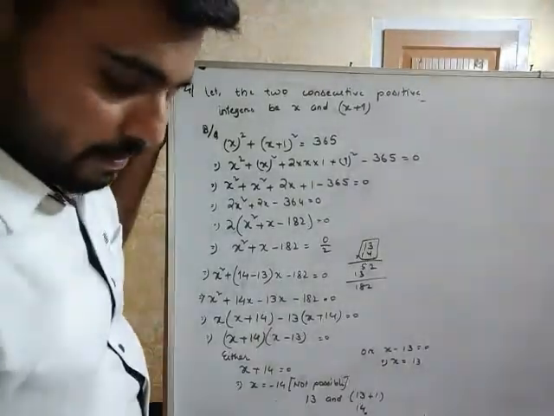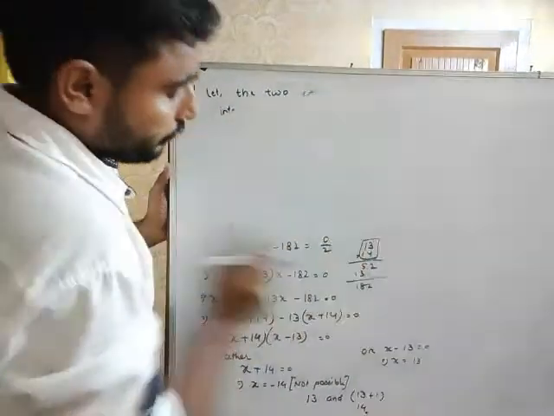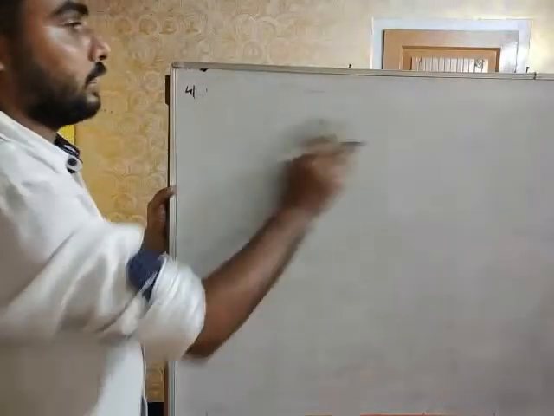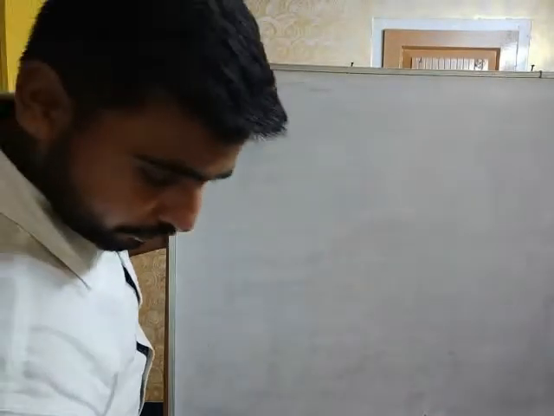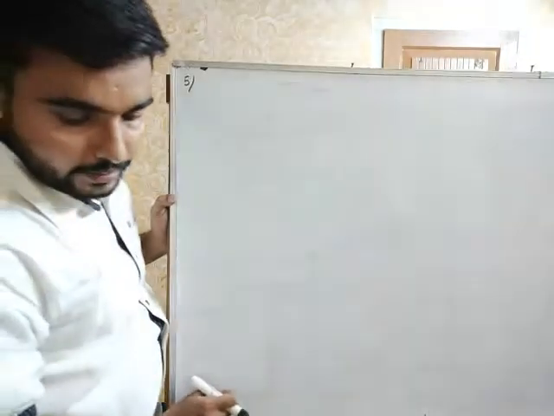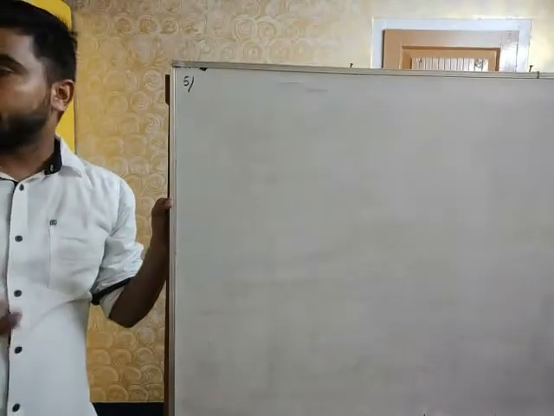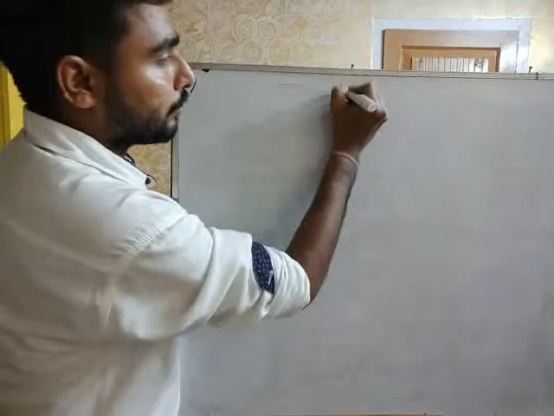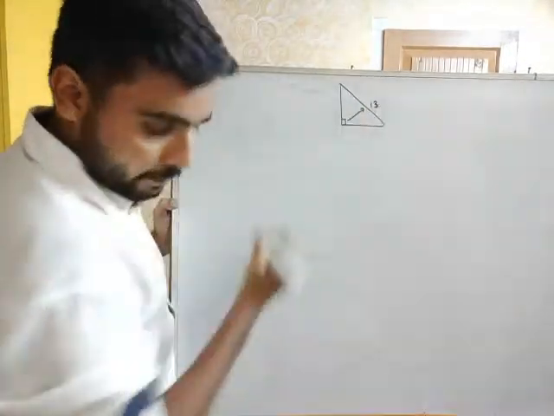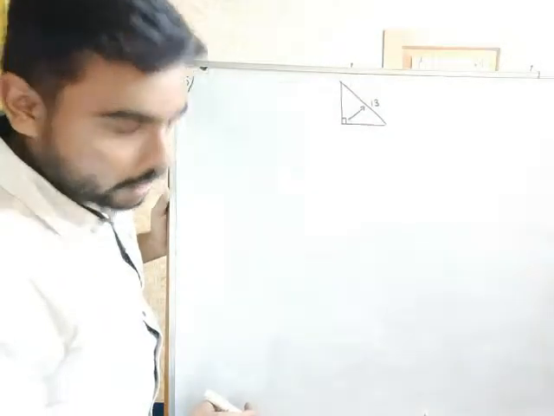Okay. Let's see the next number then. Number 5. It is given that the altitude of a right triangle is 7 centimeter less than its base. So let us consider this right angle triangle. Its hypotenuse is 13 centimeter. Find the other two sides.